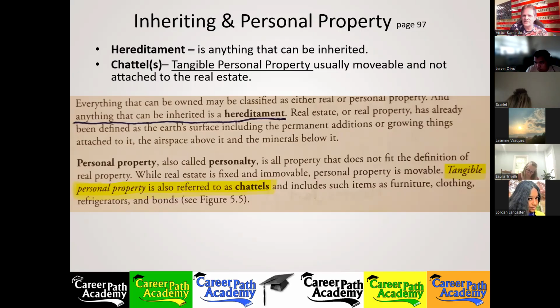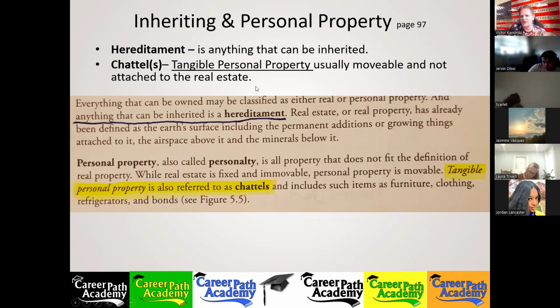What does tangible mean? It means you could touch it, you could feel it. Like my cell phone. My cell phone is tangible. I could touch it, I could feel it. Okay? A building is touchable. You could feel it. It's tangible. Your rights are intangible personal property. Like with a lease, right? So chattel is tangible personal property that's usually movable and not attached to the real estate.